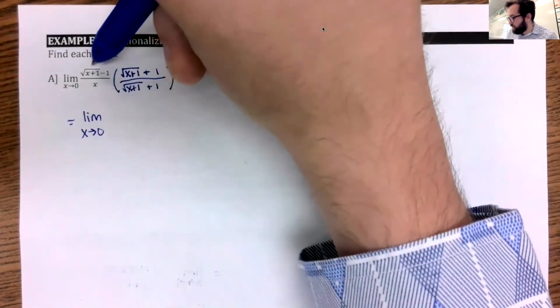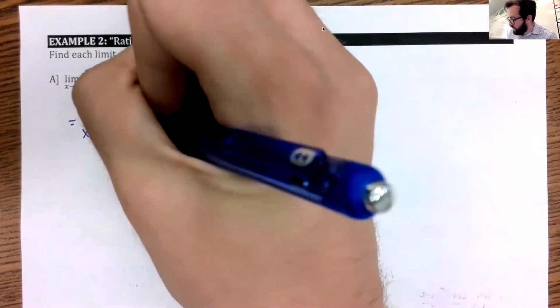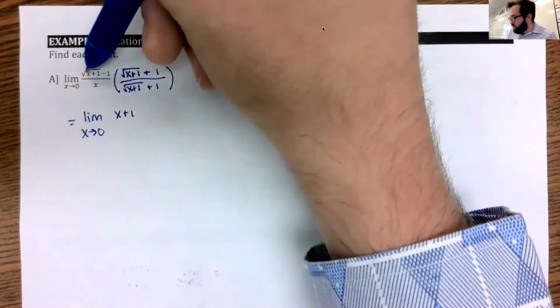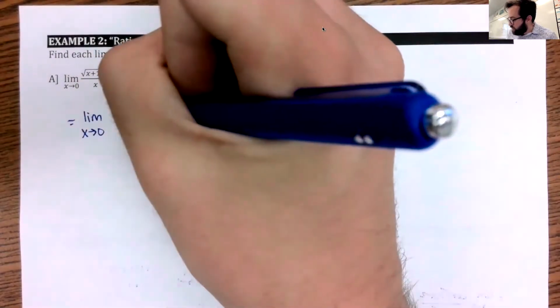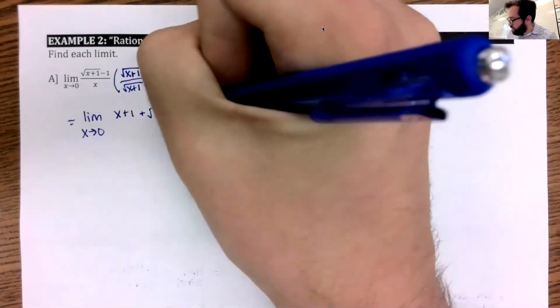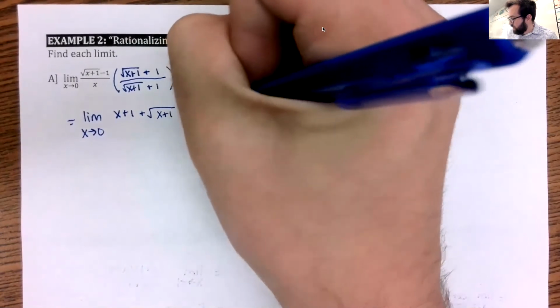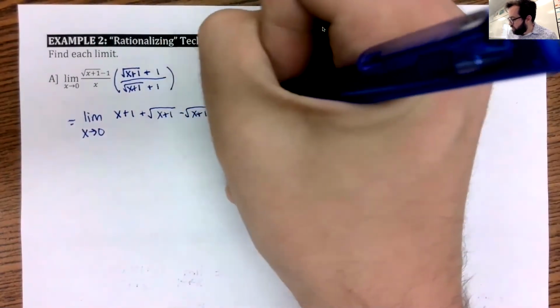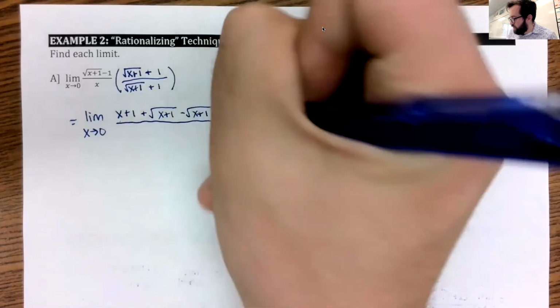So on top, now we have to FOIL. So we have the square root of x plus 1 times the square root of x plus 1, which is going to give us x plus 1. We have the square root of x plus 1 times 1, -1 times the square root of x plus 1, and then -1 times +1. And I'm going to leave the bottom factored.